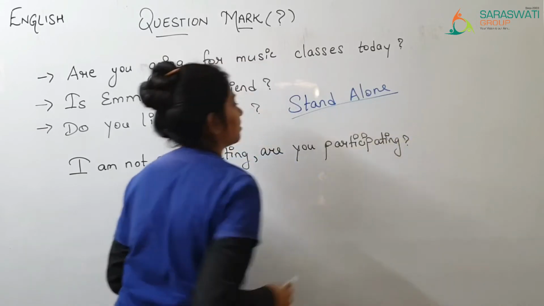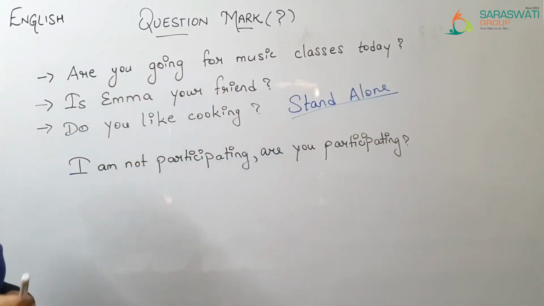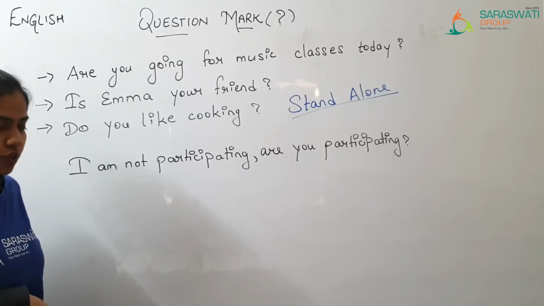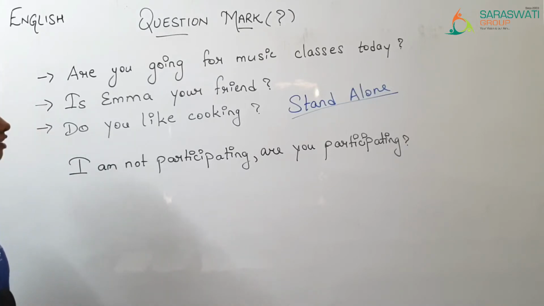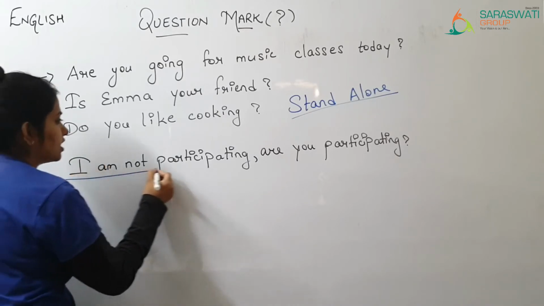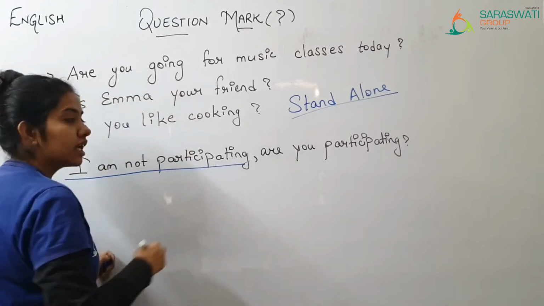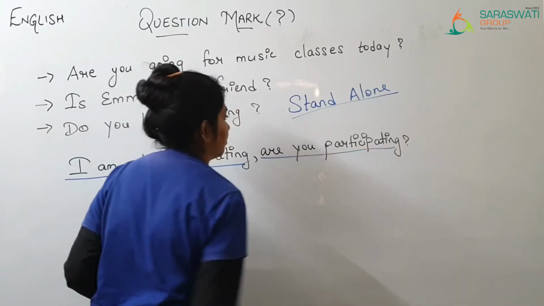Are you participating? I am not participating. कि मैं तो participate नहीं कर रही. क्या तुम कर रहे हो? So here we are having two sentences. हमारे पास ये दो sentences: I am not participating and are you participating?